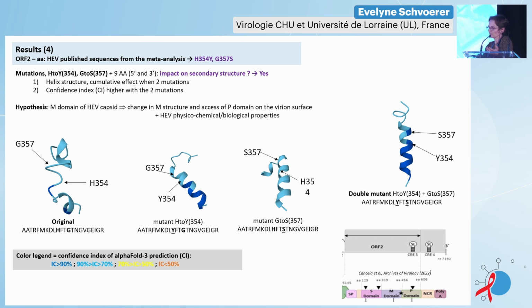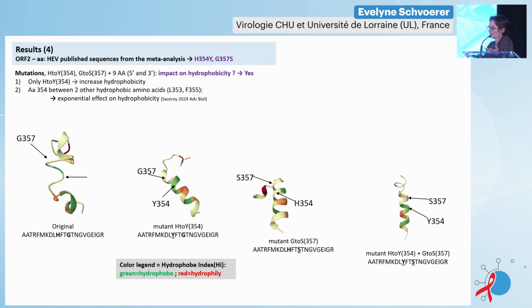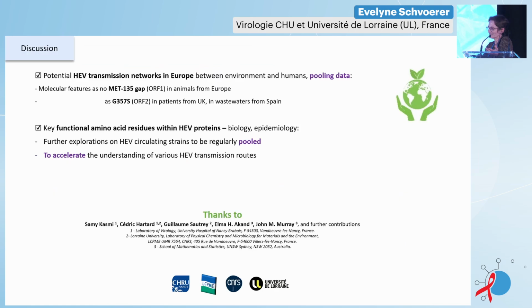So I will go to the conclusion if I can. These results can help us to understand the transmission networks in Europe by pooling our data quite regularly, by keeping some very interesting molecular signatures either in the enzyme or in the structural proteins, with these key functional amino acids, to not only help us to understand the transmission.